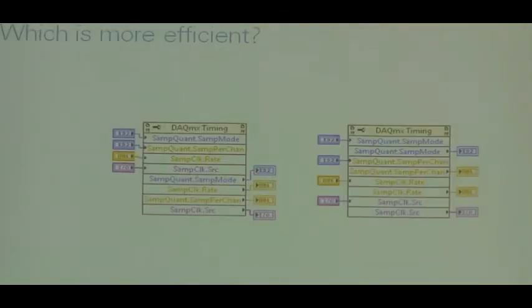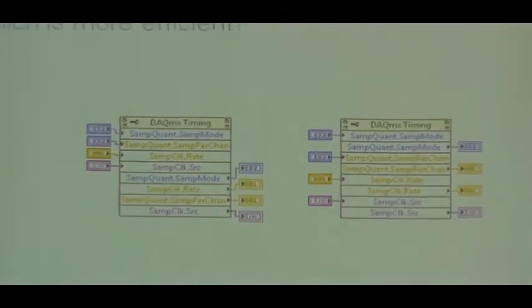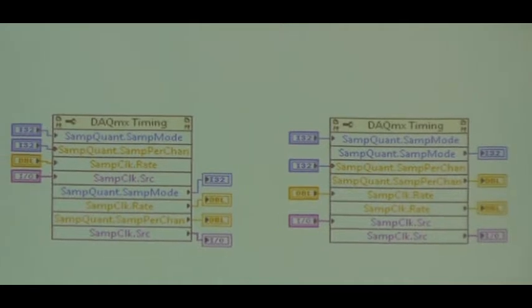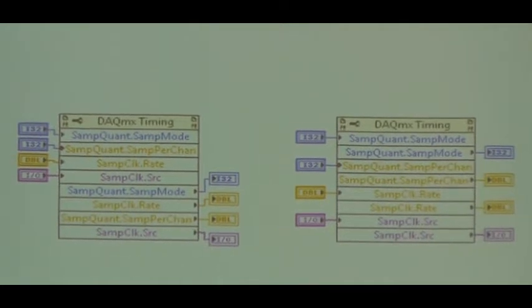So now that we're using property nodes a little more effectively, we also want to think about how efficiently we're using them. Both of these sets of property nodes accomplish the exact same thing. They set 4 timing properties, and then they read back those properties to see what values they got set to. They will both run, they will both give you the same result, but which one of them will run more efficiently?